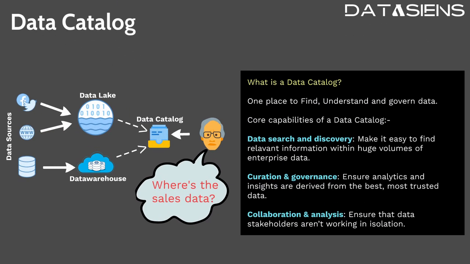The data catalog is ideally the only place you need to visit to find, understand, and govern data. Let's say you are a data scientist who is working on forecasting sales. How would you know if the sales data is in the data warehouse or the data lake? In fact, how would you even know if such data set exists in the organization?